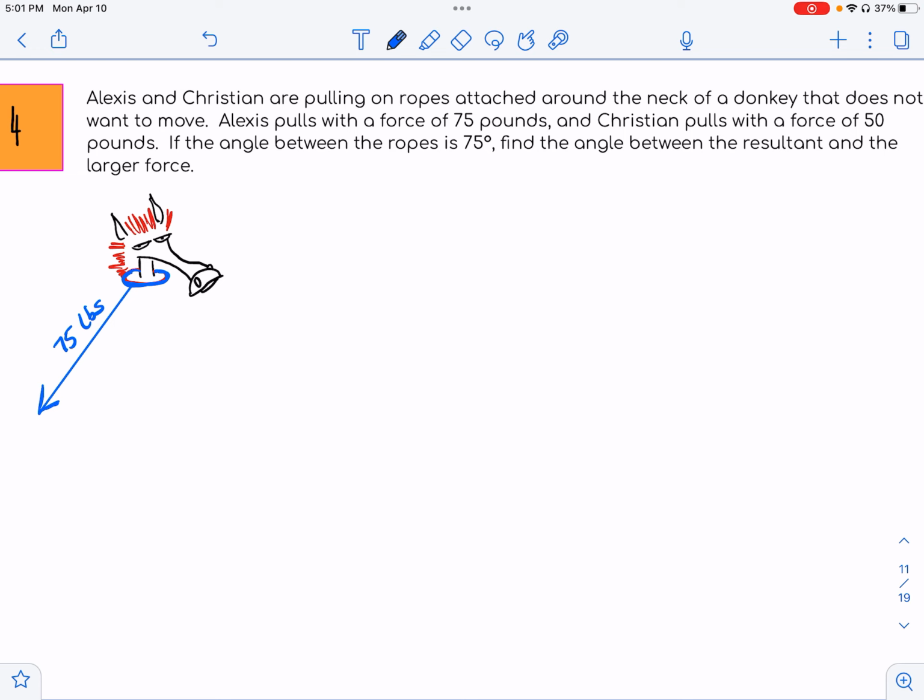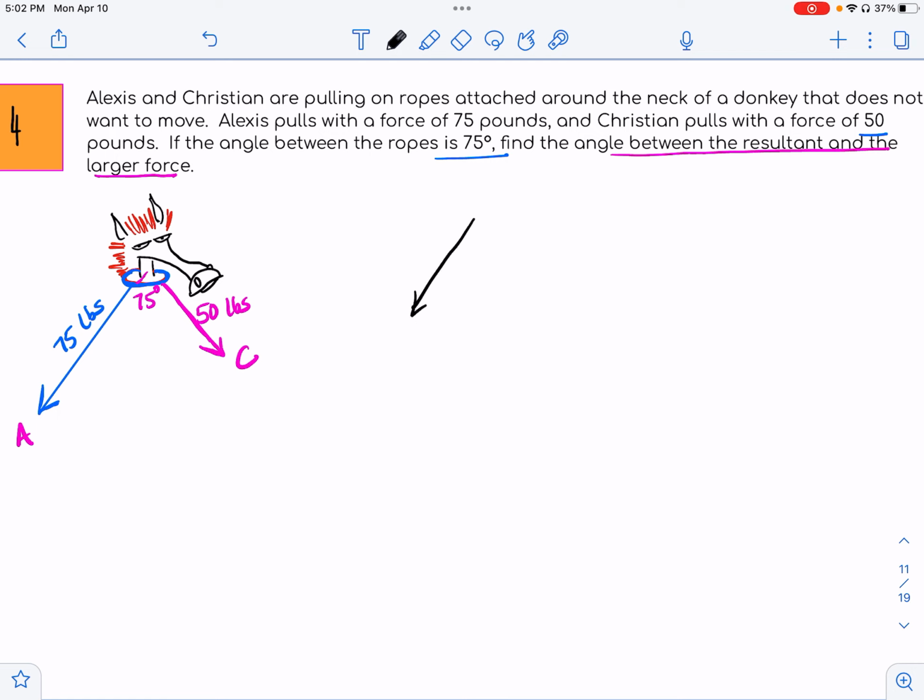Christian wants to pull with a force of 50 pounds, and the angle between the ropes is 75. So now I know the angle between them is 75. Here's kind of like the triangle. This sounds good for Christian's vector, and this is Alexis, and he's using a 50-pound force. The angle between them is 75. What are they asking me to find? Find the angle between the resultant and the larger force. Well, first of all, Alexis' force is the larger force, so that makes sense. But then the angle between the larger force and the resultant force.